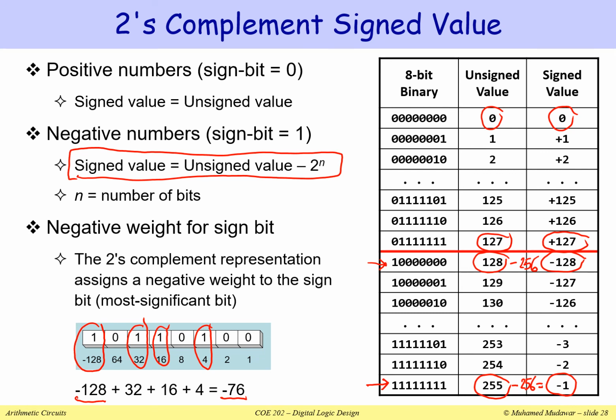So we have to add 52 minus 128. This will give me negative 76. That's a quick way to obtain the decimal value of a signed number when it is represented in the 2's complement representation.